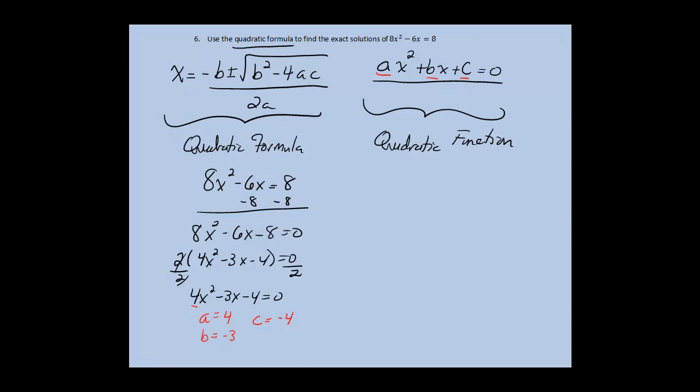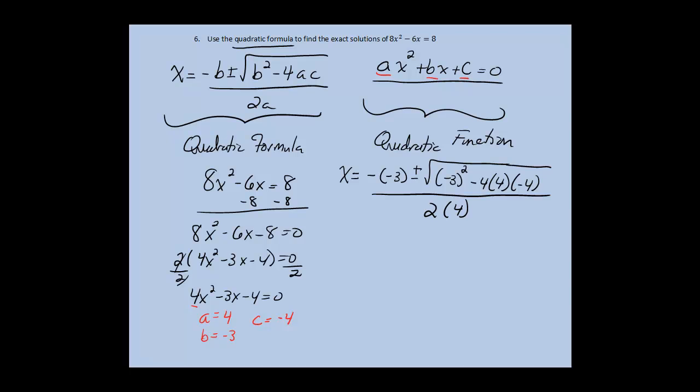So now we can go ahead and plug this into my quadratic formula. I'm going to plug it back in, so I'm going to get x equaling negative 3, because our b is negative 3, plus or minus the square root of b squared, and my b is negative 3 squared, minus 4 times a, but a is 4, times c, which is negative 4, all over 2 times a, which is a value of 4.